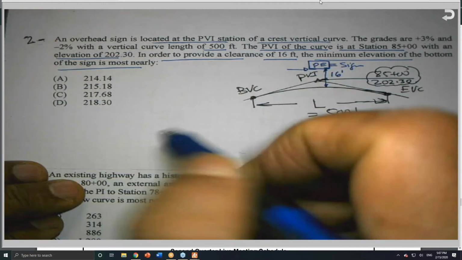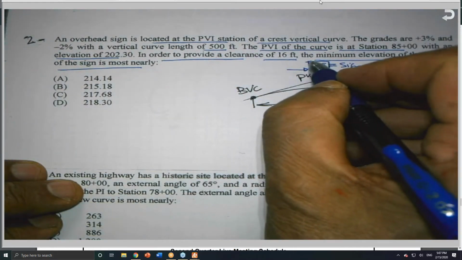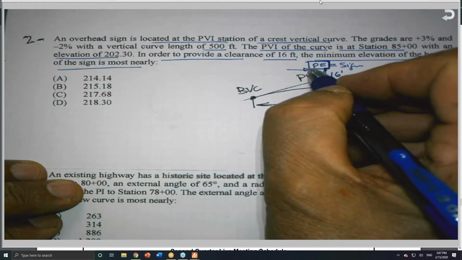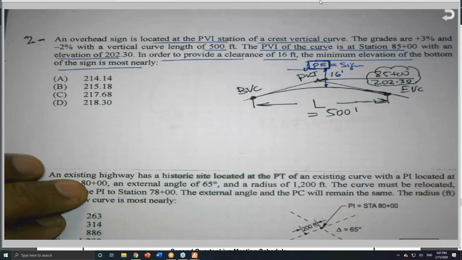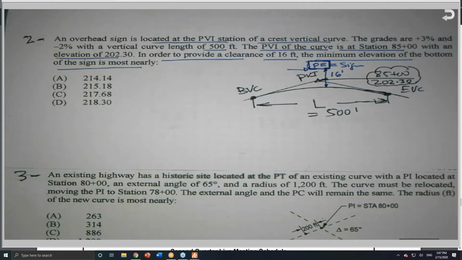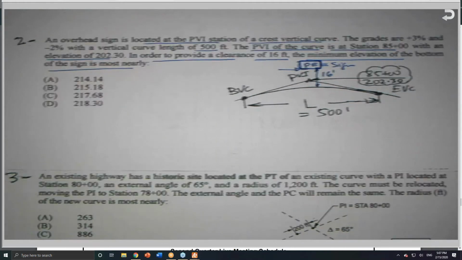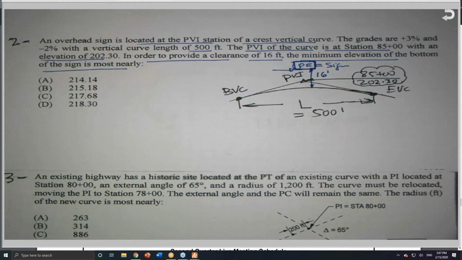Okay, while you are studying, try to draw as much as you can. Translate as much as you can, because this will make your life easy during the exam. You don't have to draw every single problem during the exam, because by practicing during the preparation, you will be able to visualize.